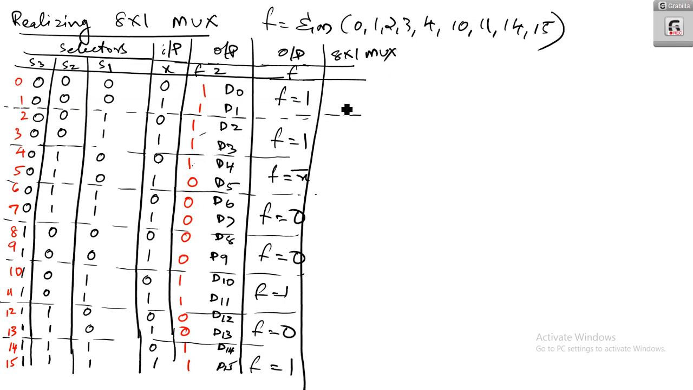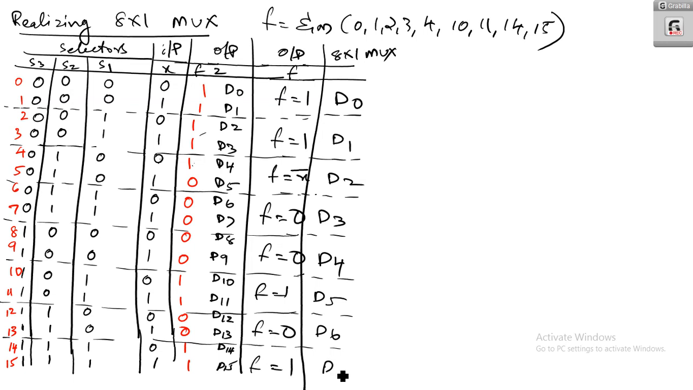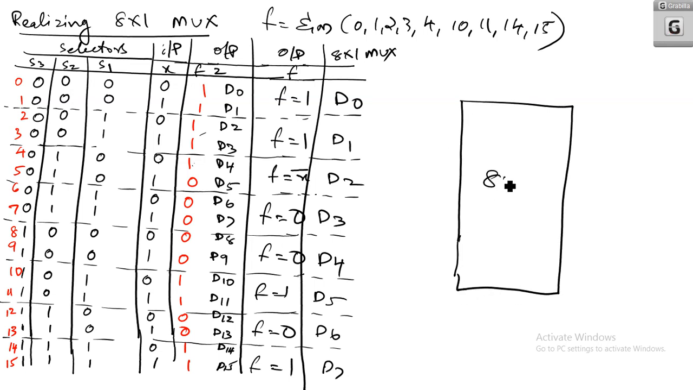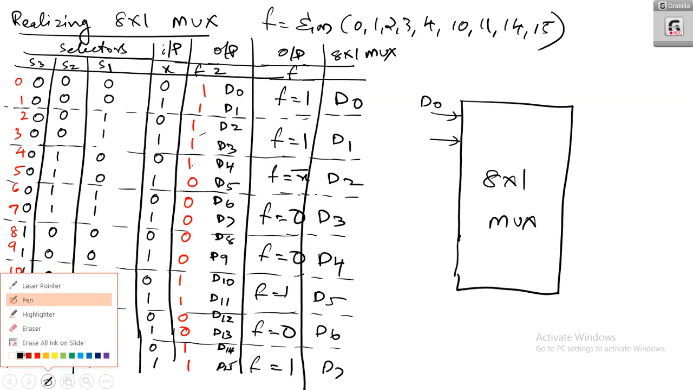what we can take it as, this is D0, this is D1, this is D2, D3, D4, D5, D6 and D7 for the 8x1 mux with the 3 selector switches, that is S3, S2 and S1. So I am drawing an 8x1 mux, with the inputs as D0. Okay, so I can write the inputs like this.